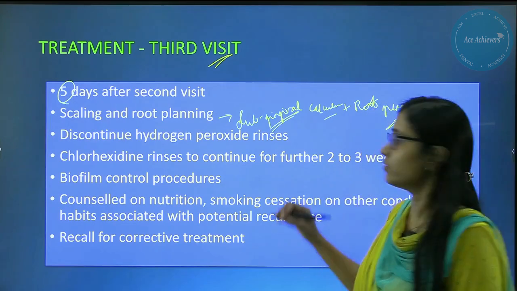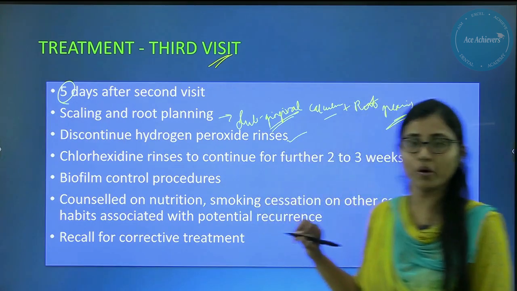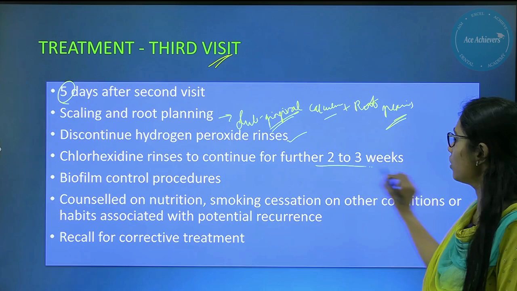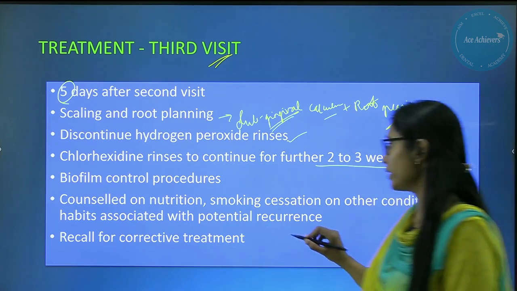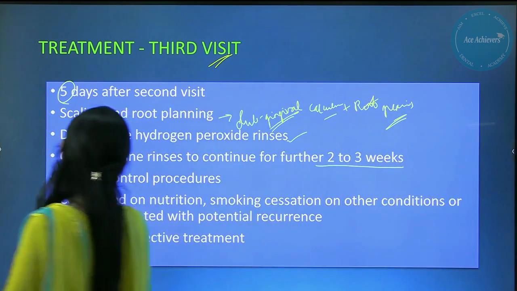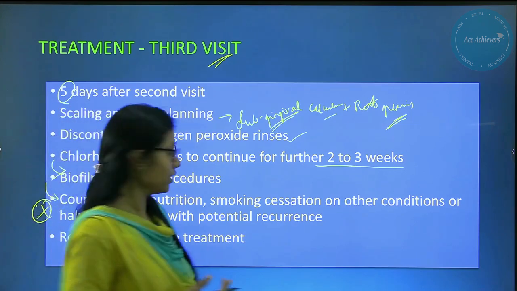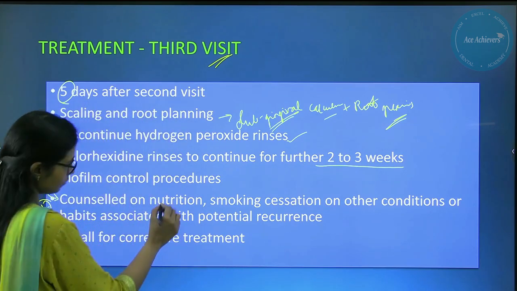Okay, so now you can ask the patient to discontinue the hydrogen peroxide mouthwashes, rinses, and you can ask the patient to continue with the chlorhexidine rinses for at least 2 to 3 weeks. Okay, now we can give all the biofilm control procedures, and again the most important thing which we have to do, right from the first visit itself, is to counsel the patient on the nutrition.